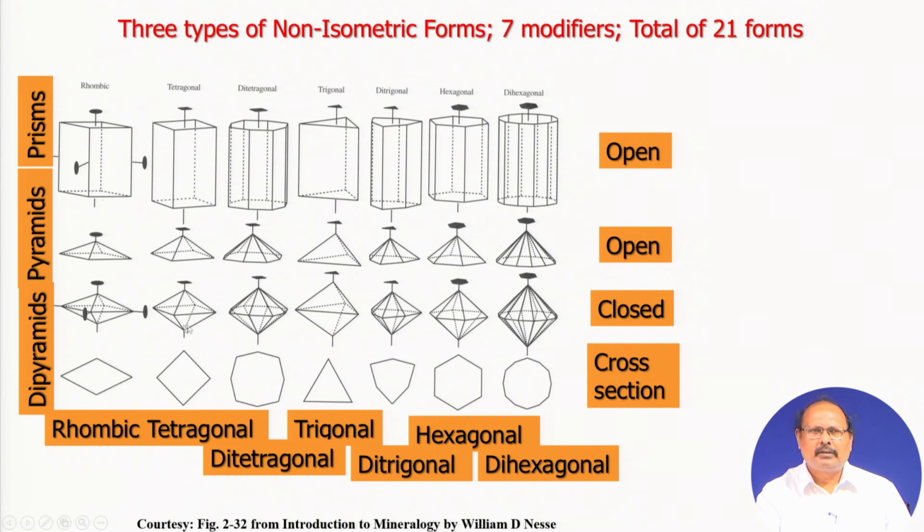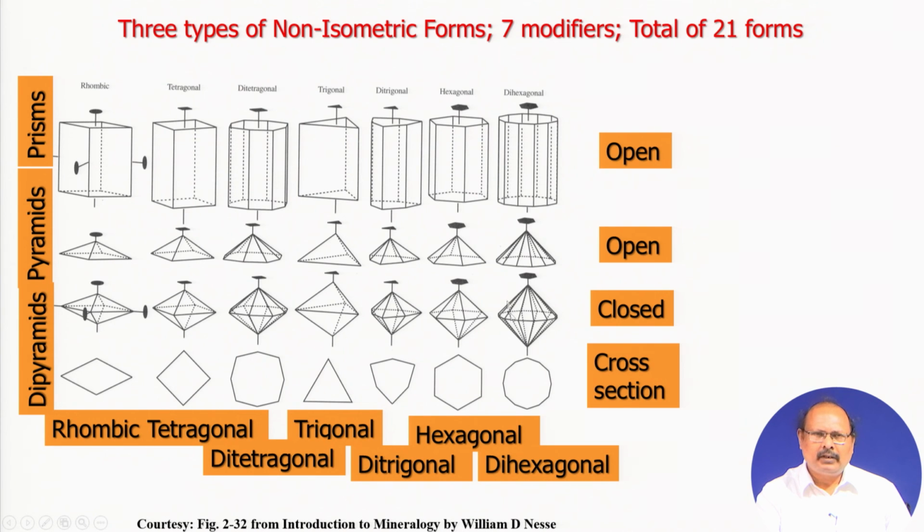tetragonal dipyramid. But when, instead of 4 inclined faces at the top and 4 inclined faces at the bottom, there are 8 inclined faces at the top and 8 inclined faces at the bottom, then we will call this a ditetragonal dipyramid. That is important, the nomenclature is ditetragonal dipyramid. And this is a simple trigonal dipyramid, then this will be a ditrigonal dipyramid, and this is your hexagonal dipyramid, and this will be your dihexagonal dipyramid.